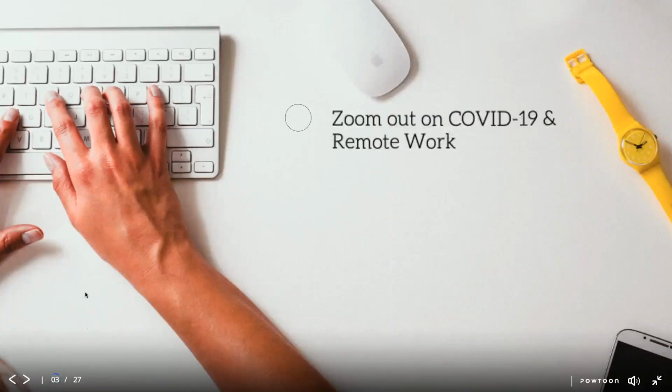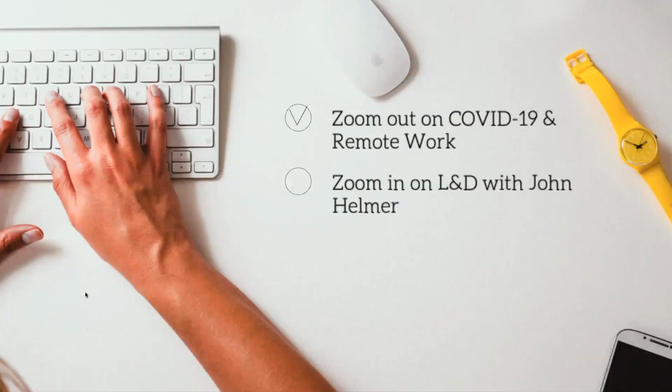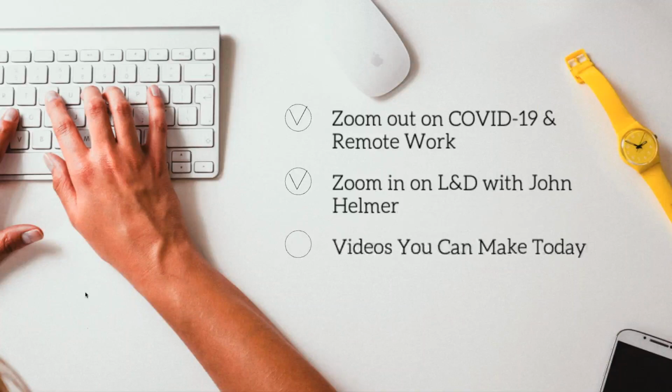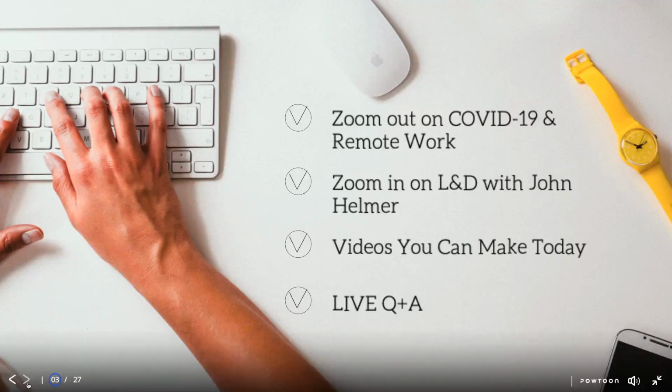And I do want to just jump in to tell you guys what we're going to cover today. First, we're going to zoom out and get just the context and the overall scale of what's going on right now with COVID-19 and remote work. We're going to zoom in with our special guest today, L&D consultant, learning technologies expert, John Helmer, who will be joining us in just a minute. And we're going to take a look at some videos you can make today, videos you can start working on to implement video in your L&D strategy.